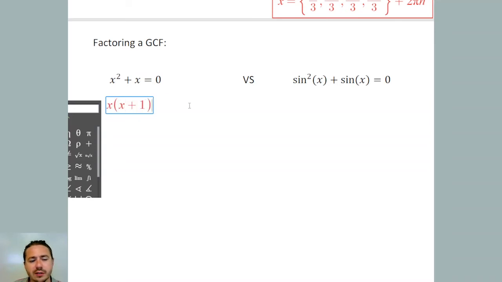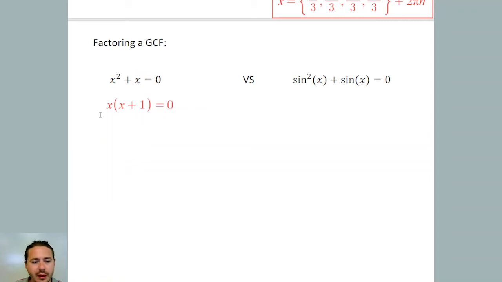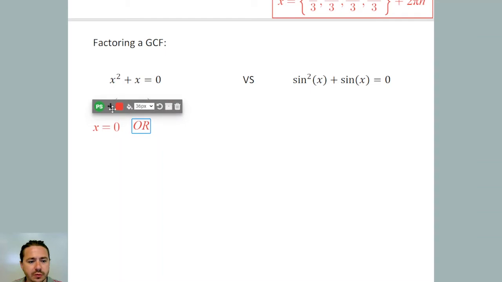And then we would use the zero product property to set each of these equal to 0. So either x equals 0 or x plus 1 equals 0.